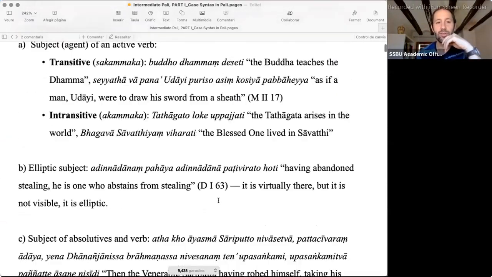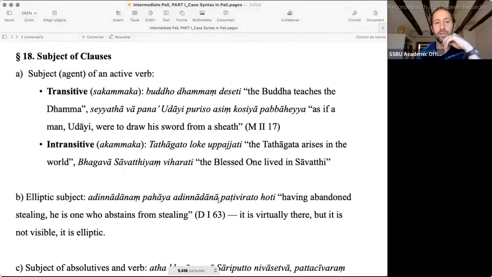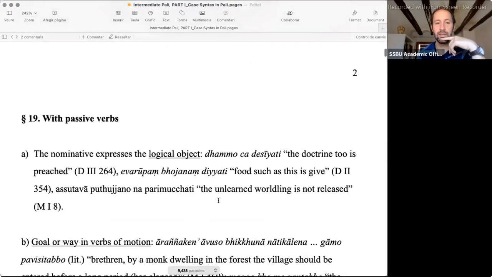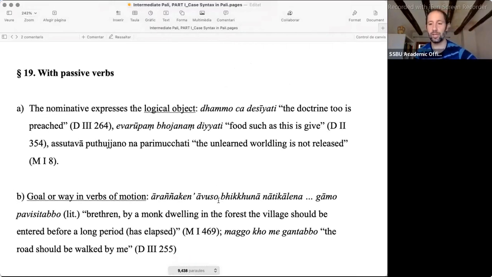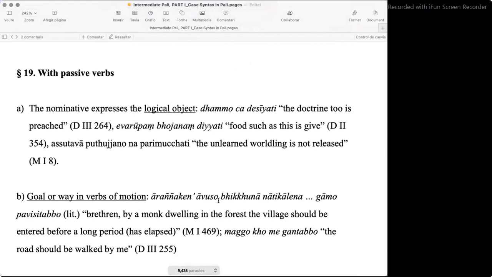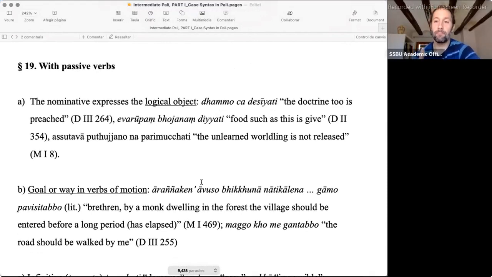So this is all the basic function of the nominative as the subject, as the subject agent. So subject means it's the grammatical subject. It's also the logical subject of the sentence. Yeah, is it clear so far? Is it okay? Yes. Great. Okay. Now we move to what about when the sentence is a passive sentence?